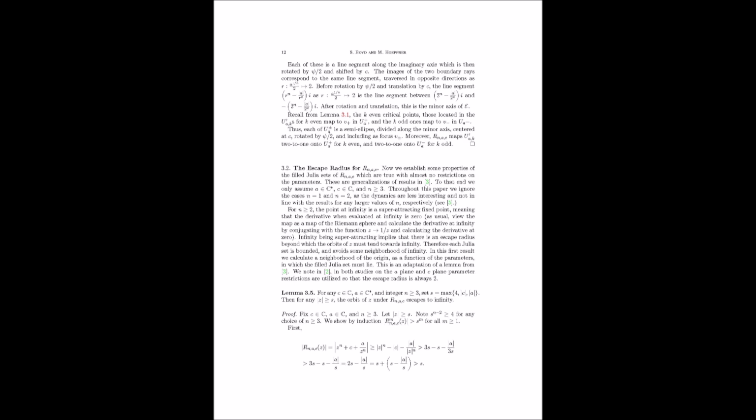And Theorem 4.4 makes it official. It states that for these specific parameters, a portion of the filled Julia set of R sub n, A, C, is topologically conjugate to a quadratic Julia set.